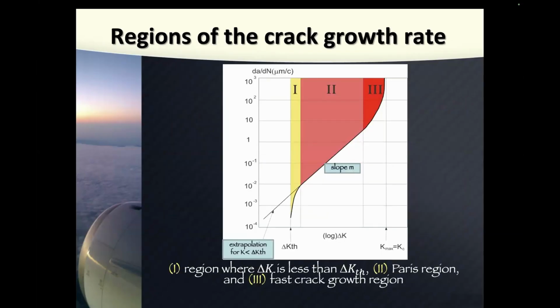Okay, when we talk about crack growth, we can identify three regions, or again, three phases. Phase number one is crack initiation. This is yellow here in this image. And this is region where delta K is less than delta K threshold.